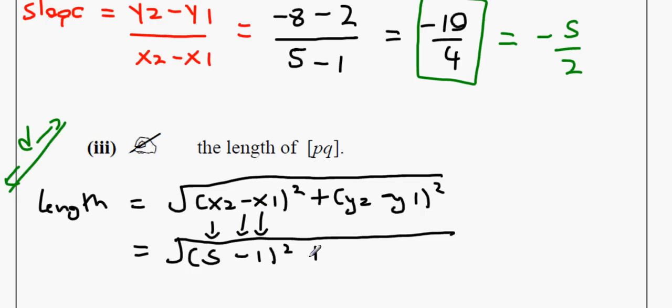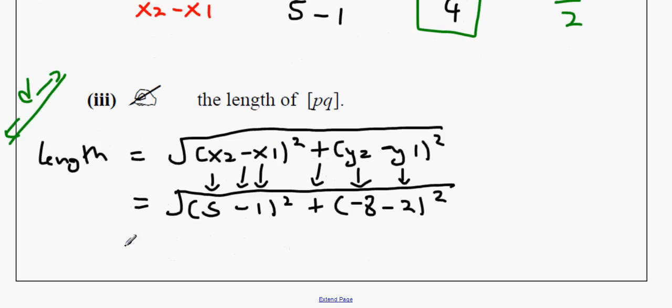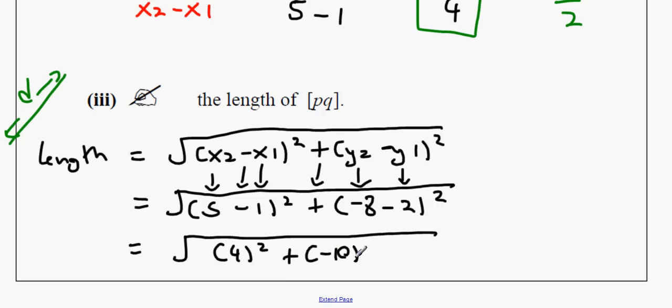Plus, and then y2 is minus 8, y1 is 2, so minus 8 minus 2 is minus 10 squared. And then we can just put this in the calculator, and what we'll get is 4 squared plus minus 10 squared. Okay, and what we can get out of this is the square root of 116 when you put it into the calculator, and that equals 10.77.